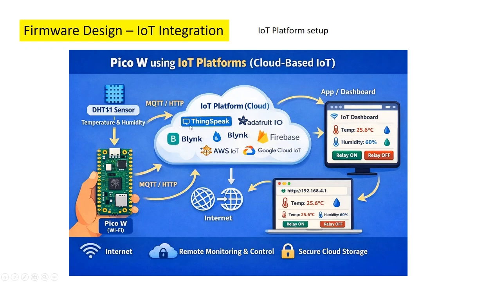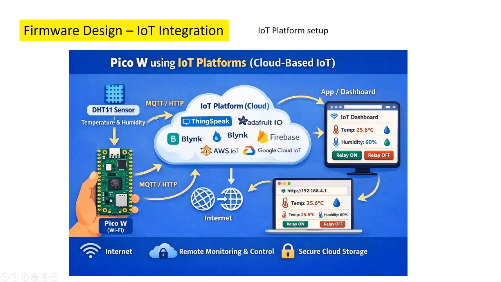So some of the IoT platforms include ThingSpeak, Adafruit IO, Blynk, Firebase, Google Cloud IoT, AWS IoT, and so on and so forth. There are so many of them out there. So the advantage of this is that it helps us to set up our IoT communication very quickly. We don't have to bother about how we want to develop the application to view our data from our Pico 2W.